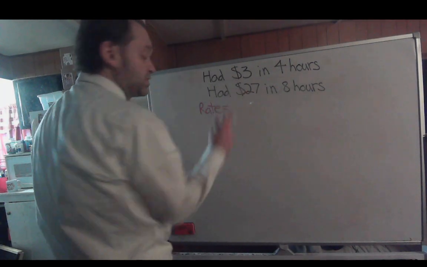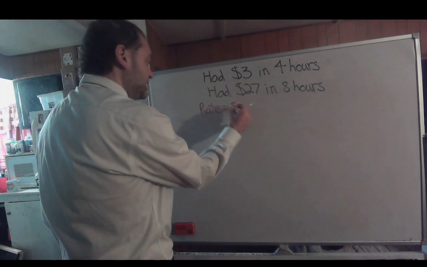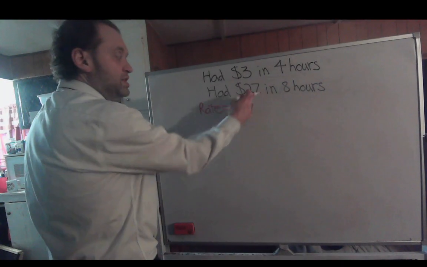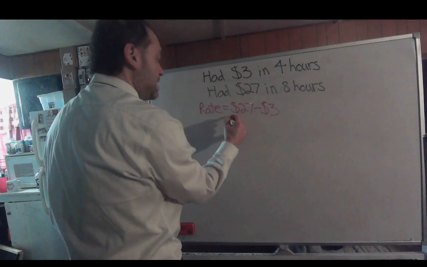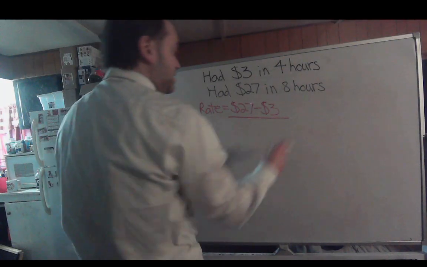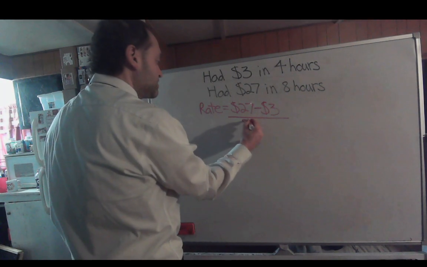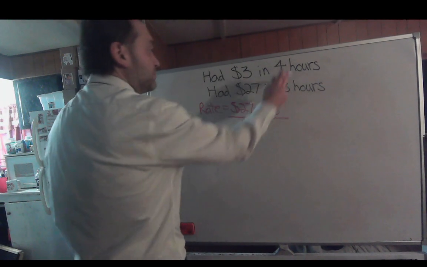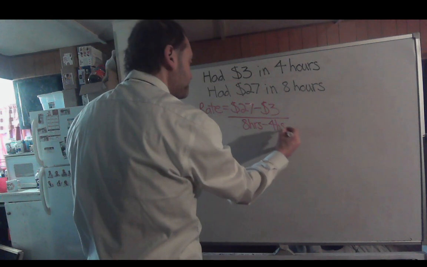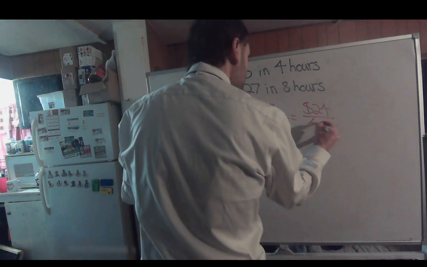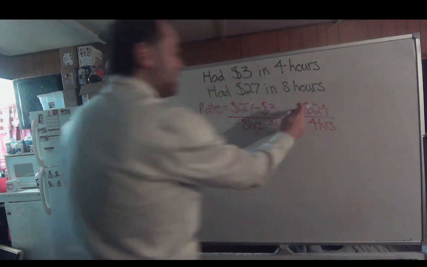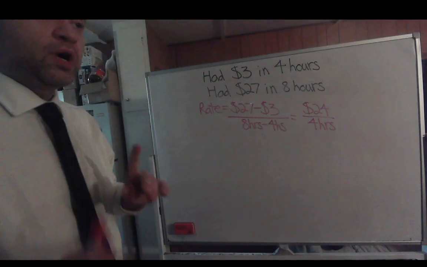So you'll take your second dollar amount of $27, that's like your Y2, minus your first dollar amount of $3, that'd be like your Y1, divide that by your second hour amount of 8 hours, minus your first hour amount of 4 hours. Well, what is 27 minus 3? That would be $24. So in 4 hours, I've increased $24.